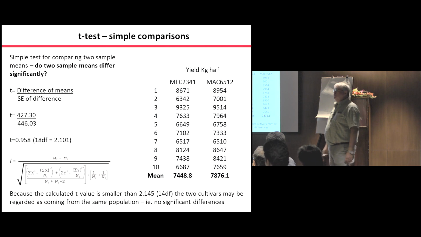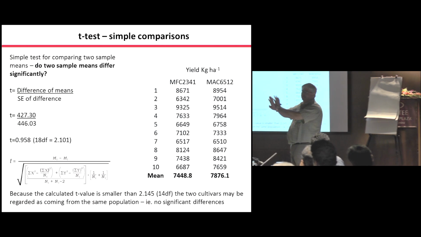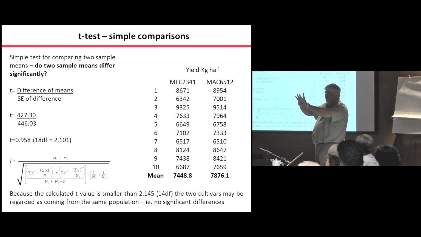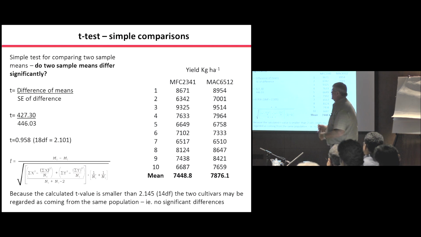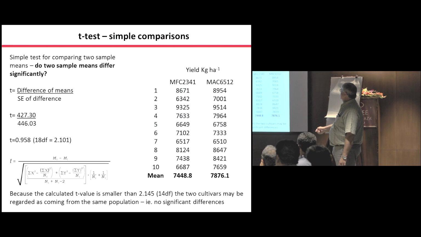Now the question is, do they differ? Now remember I said I'm interested in that 95% of the population. I don't want them to overlap. I want to make sure that they are 2 distinct populations that don't overlap. So the question is, do the sample means differ significantly? And for that I use the t-test.